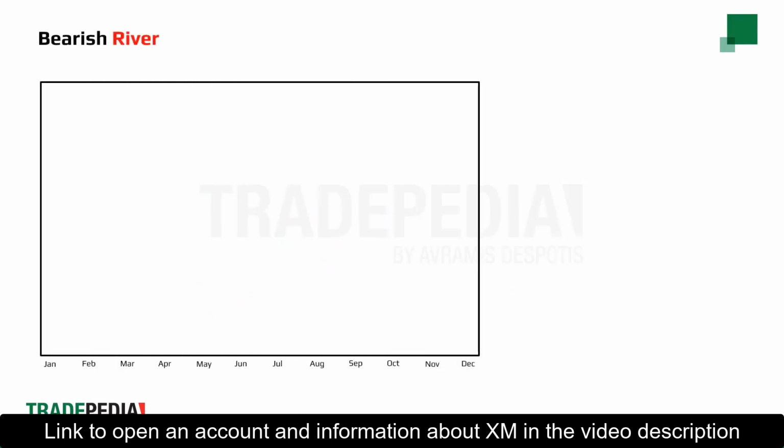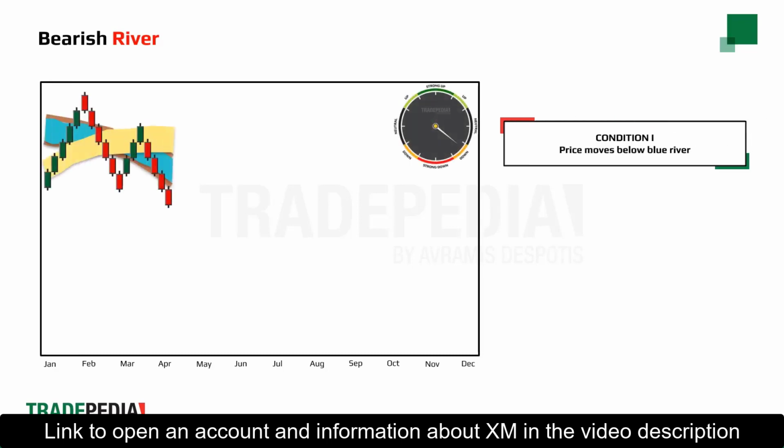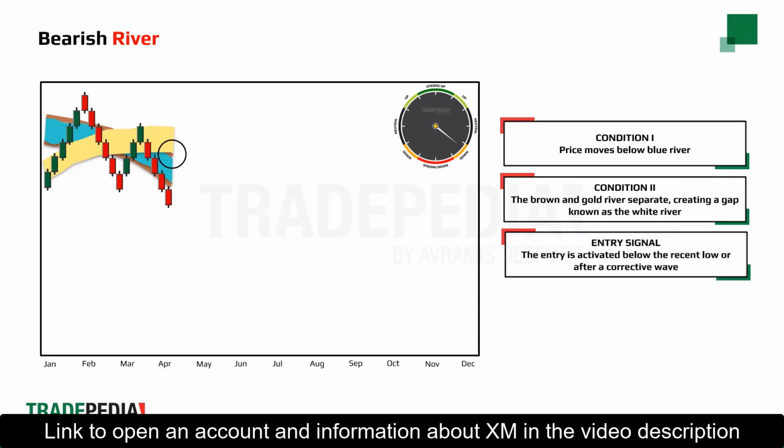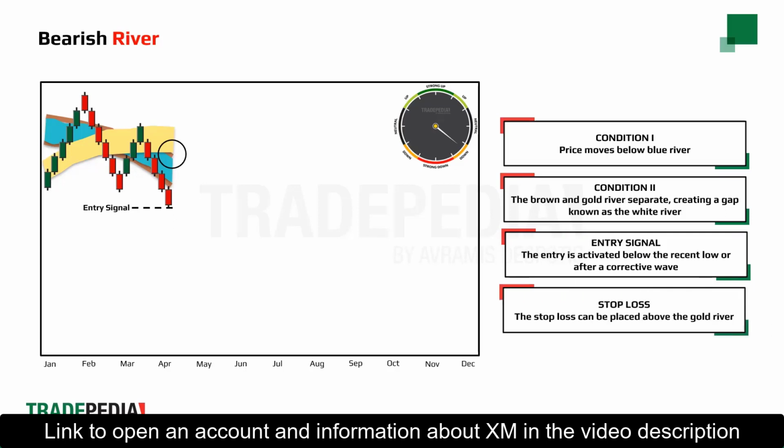A bearish river signal is given when the following conditions are met. Condition 1. Price moves below Blue River. Condition 2. The brown and gold river separate, creating a gap known as the White River. The entry is activated below the recent low where the signal was generated or after a corrective wave. The stop loss can be placed above the Gold River.